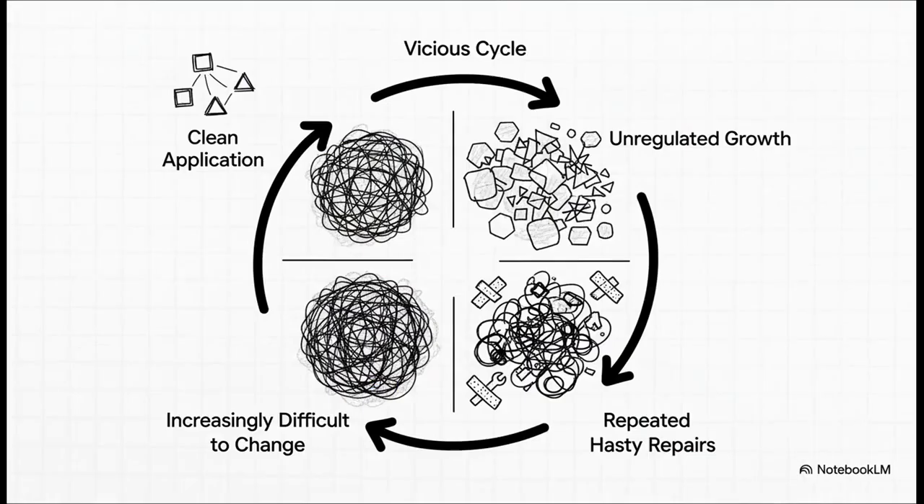And what's really interesting here is how these signs all feed into each other. You see, a small, simple application starts off with this unregulated growth. Then, as problems pop up, developers just slap on these hasty repairs. That's your duct tape and baling wire. And because the structure was never clearly defined in the first place, every one of those fixes just makes the system more and more tangled, which then makes the next change even harder. It's this vicious cycle that architects are trying to avoid at all costs.